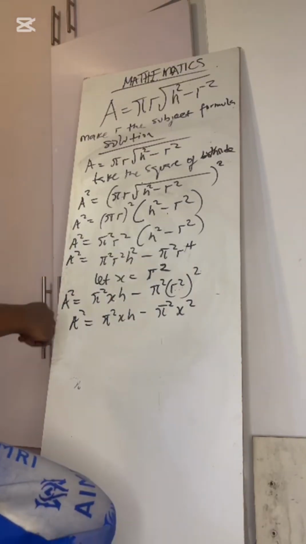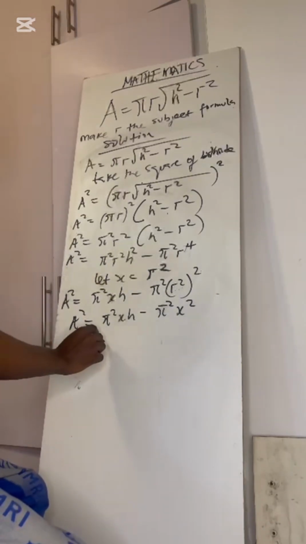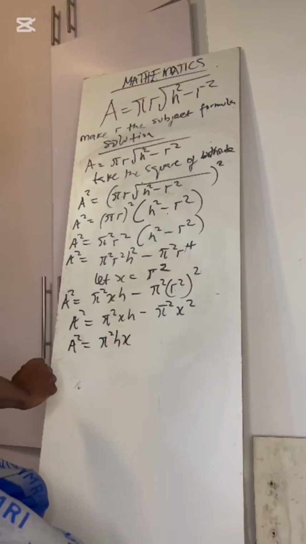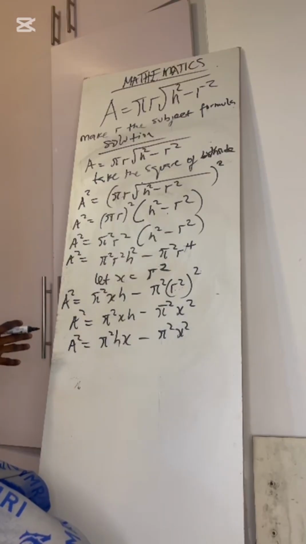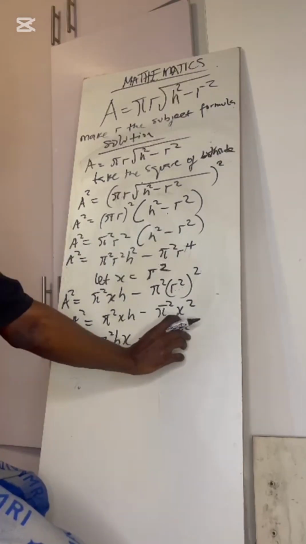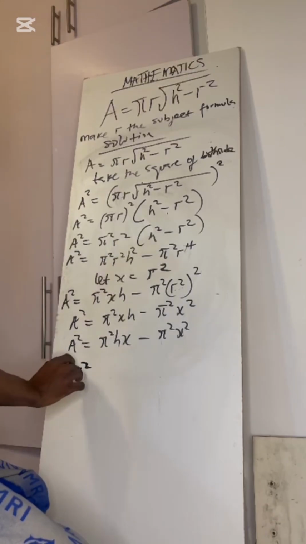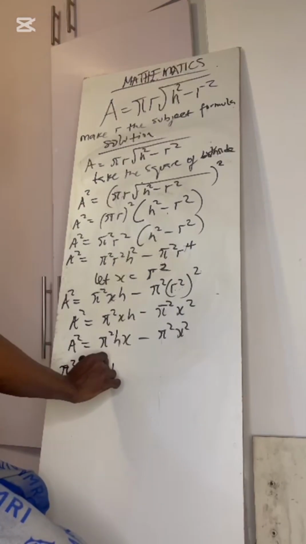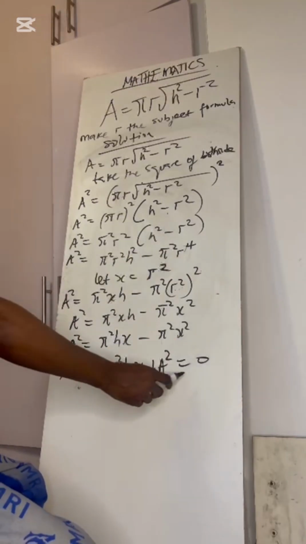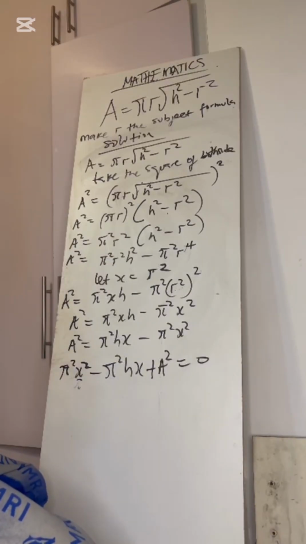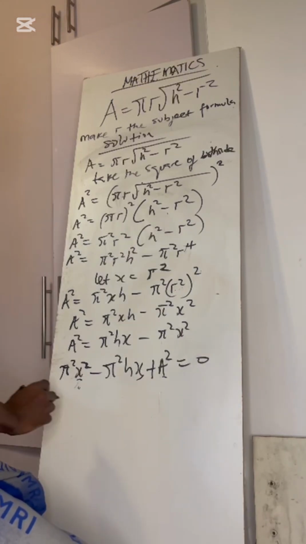So rearranging it in a better form, we are going to have a square is equal to pi square hx minus pi square x square. I want to bring this to this side so that I can have it like a quadratic equation. I'll bring this one here first, so it becomes positive pi square x square. This coming this side becomes minus pi square hx plus a square is equal to 0. If you look at this now, this is a quadratic equation where you have pi square as the coefficient of x square, and a square as the constant.